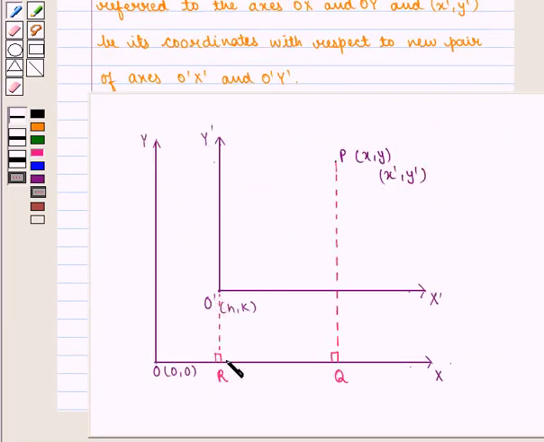Let O dash R and PQ be the perpendiculars drawn from O dash and P respectively to the X axis. Let PQ meet O dash X dash at point Q dash. Then X is equal to OQ, which is equal to OR plus RQ, that is H plus X dash, and Y is equal to QP, which is equal to QQ dash plus Q dash P, that is K plus Y dash.